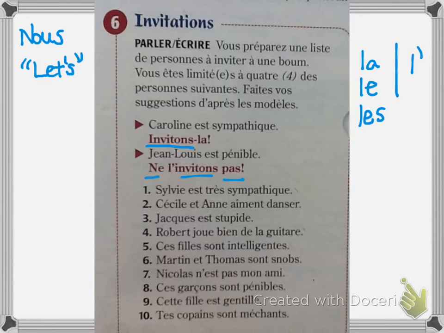6. Martin et Thomas sont snobs. Ne les invitons pas. 7. Nicolas n'est pas mon ami. Ne l'invitons pas. 8. Ces garçons sont pénibles. Ne les invitons pas. 9. Cette fille est gentille.